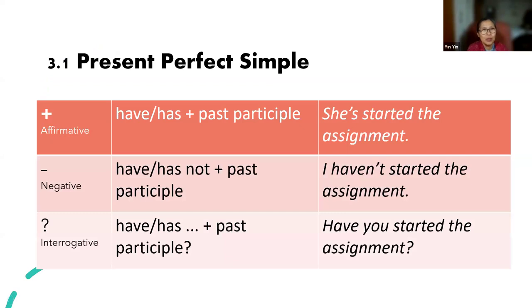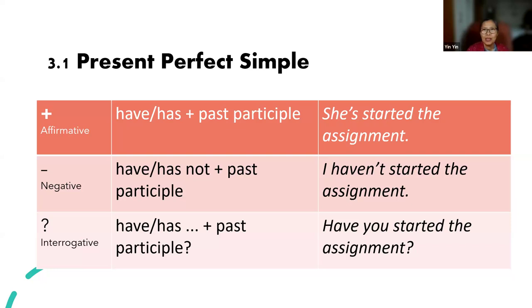Present perfect simple, affirmative sentence, positive sentence: have or has. I know, we know, plural subjects take have. Singular subjects take has, followed by the past participle. For go, we have gone and has gone, something like that.